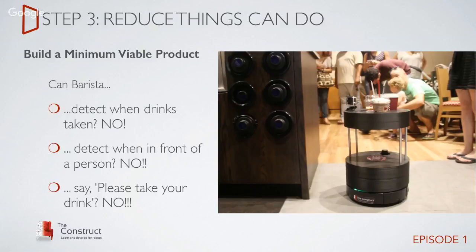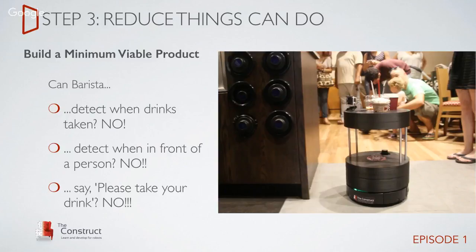The answer is no. Now Barista goes to the table and then it waits for a certain amount of time. That is a fixed time. If you don't take the drinks in that period of time, the robot will not know, it just returns back to the place where the coffee is made. Yeah, but that is what allows us to produce the product in 3 months. We have many months ahead to improve that.